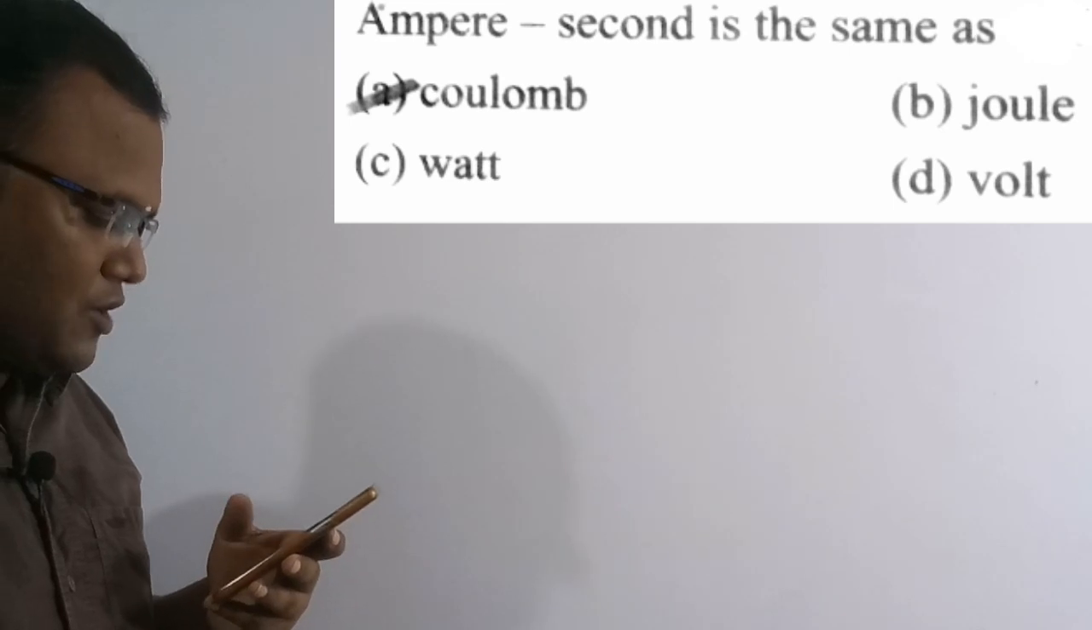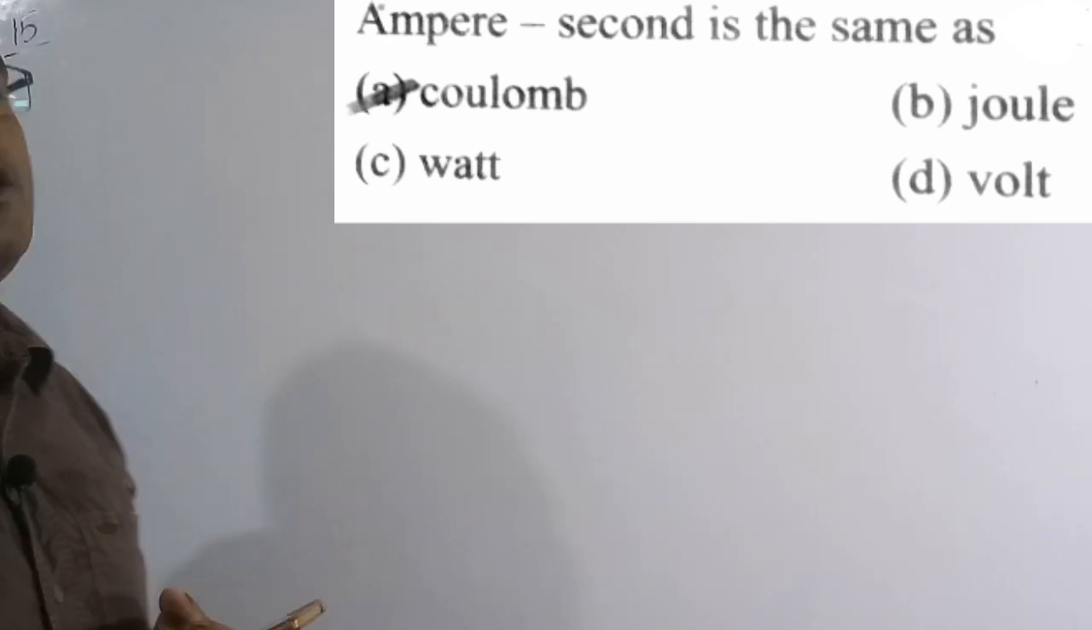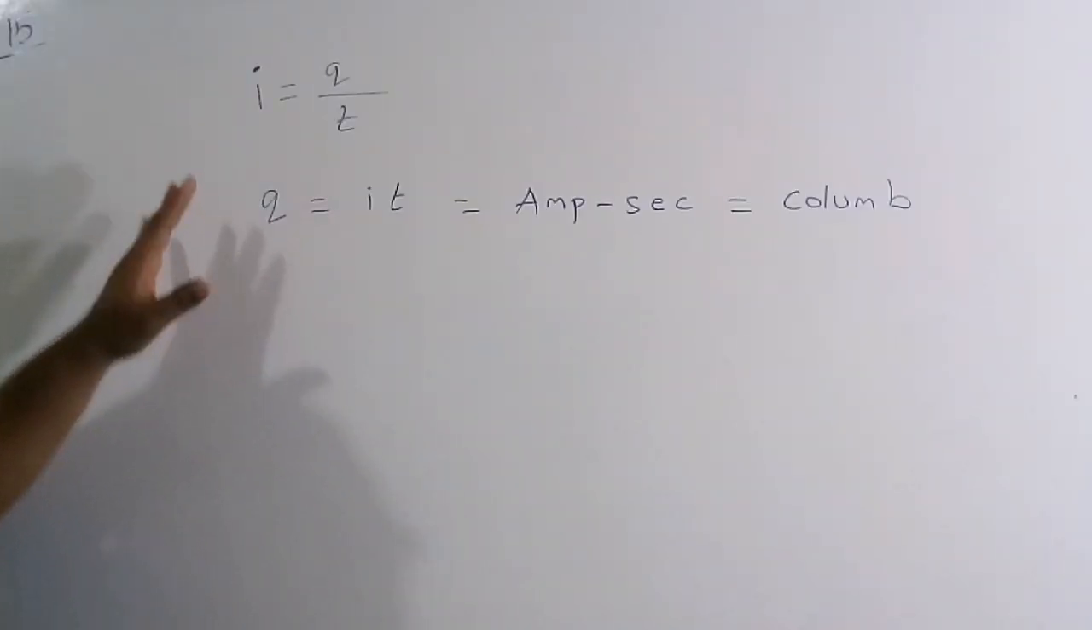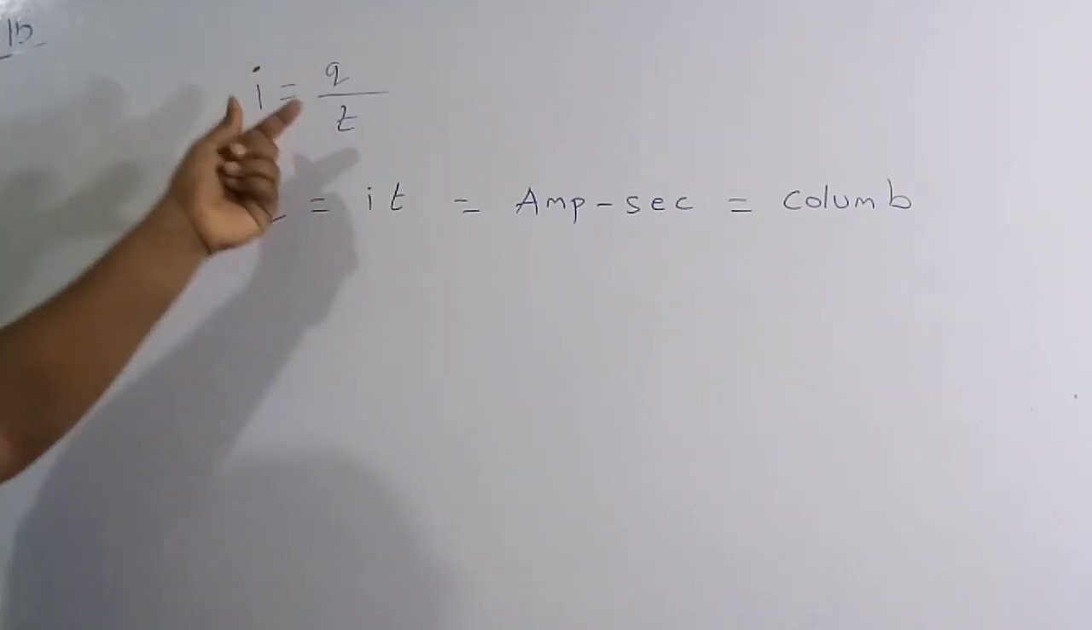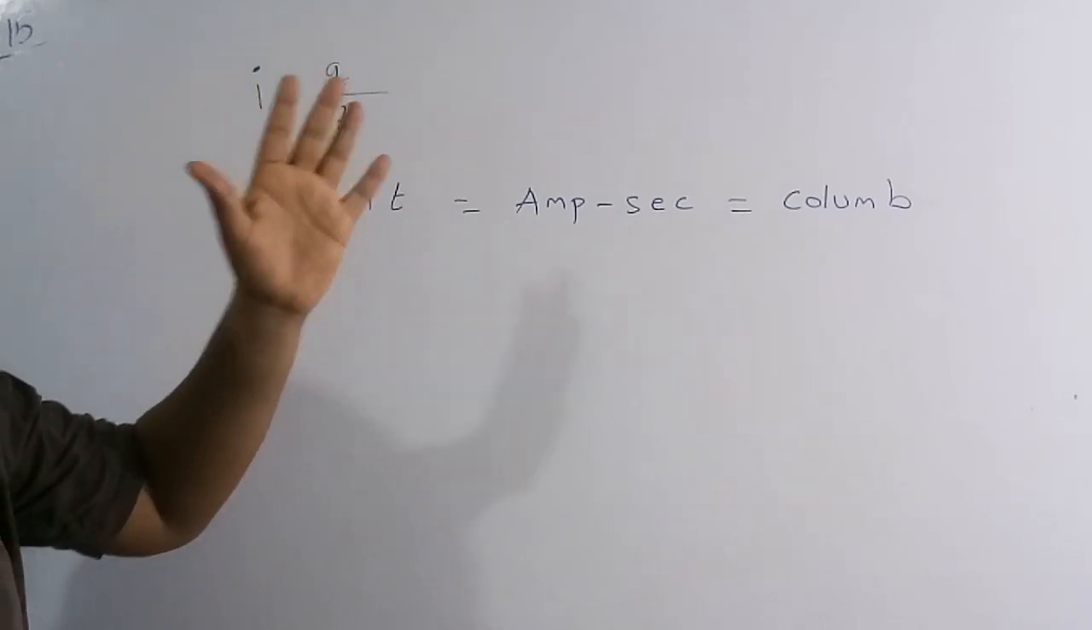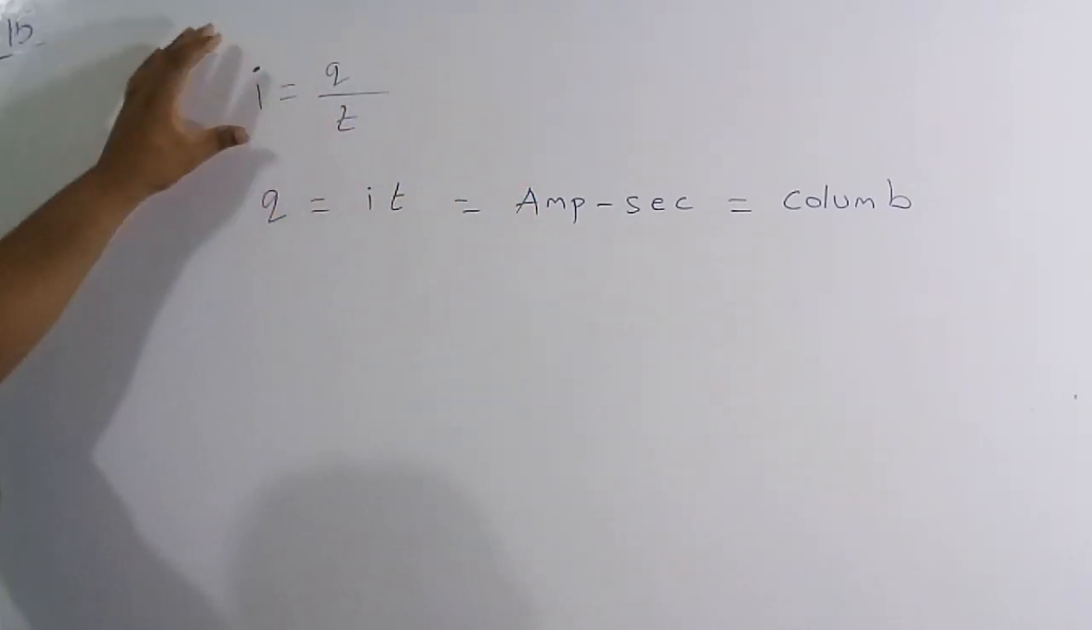So what are the four options? Option A, Coulomb, is the correct solution of this question. So let's solve this numerical. Basically, current is equal to the rate of change of charge with respect to time. So in this much time, how much amount of charge has flowed? If you take the ratio, that is called the current.